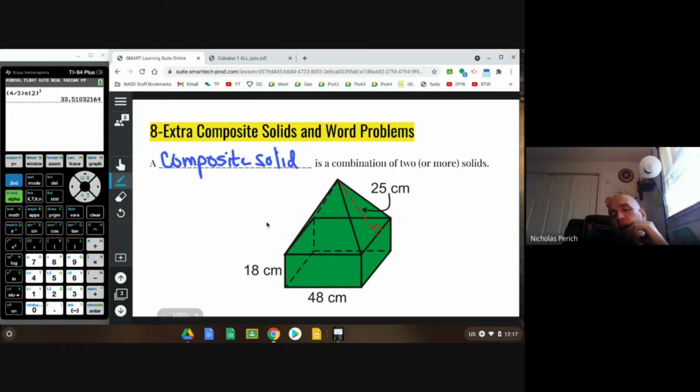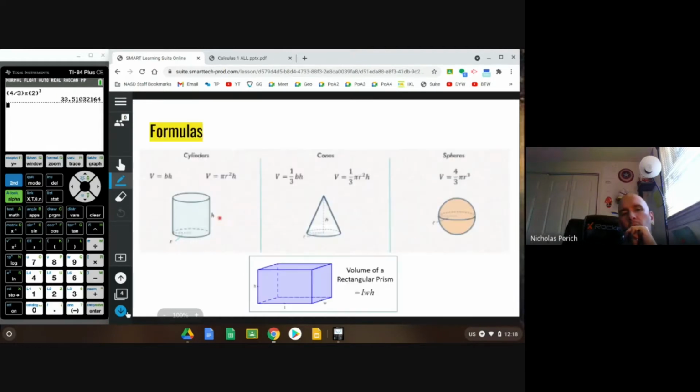This guy right here is a composite solid because it's a pyramid sitting on top of a rectangular prism, and they share certain qualities. The bottom of this rectangular prism is the same as the bottom of the pyramid. So when I do measurements, a lot of times the measurements are going to be the same in certain areas because they're glued together. This looks like a house, like a Lego house you made as a kid. A very boring Lego house. It's a composite solid.